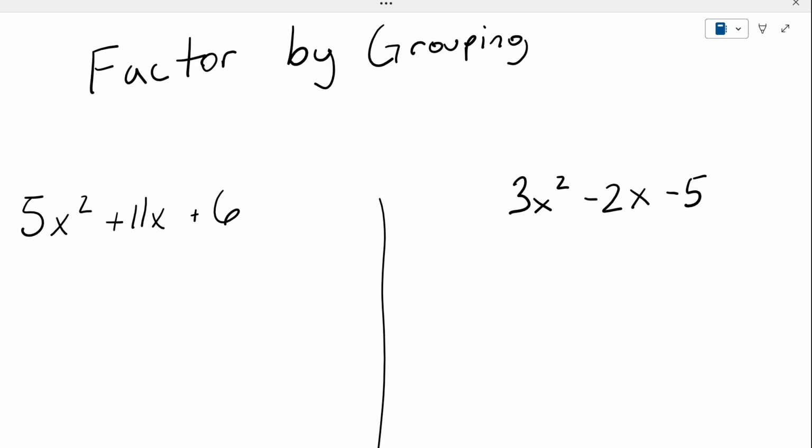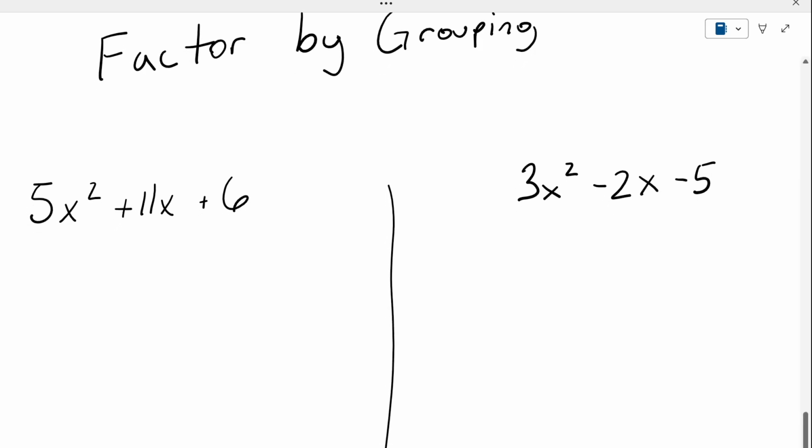The last method I'd like to teach you is factor by grouping. The premise of factor by grouping is taking this middle term here, our b, so in this case it's our 11x, and writing it as two separate x terms that we can break up.